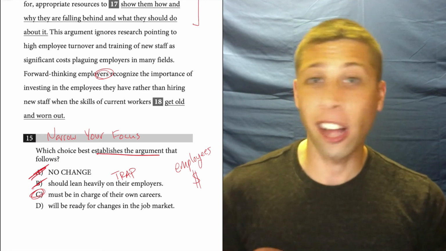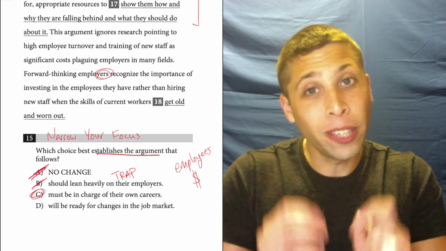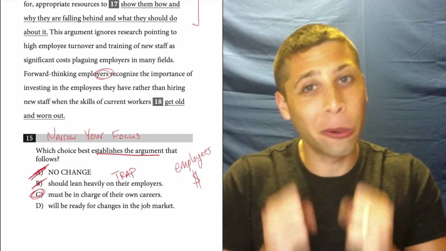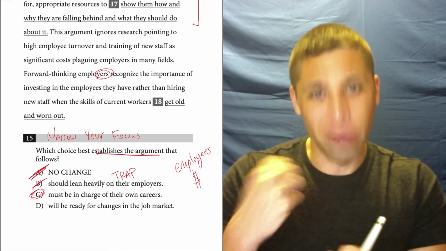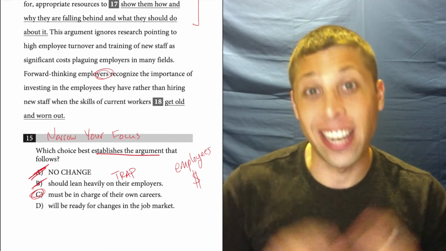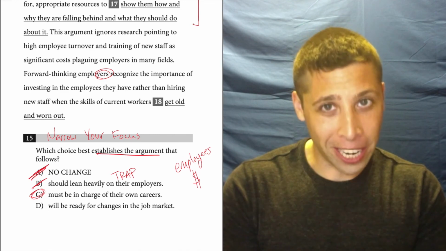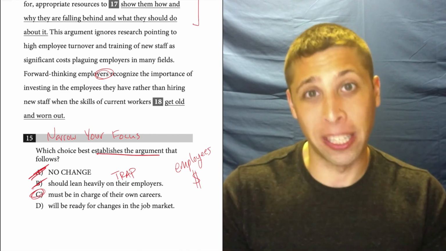The SAT loves to do stuff like this, but if we just narrow our focus and try to really get down to the core of what they're saying, we should be able to notice these little things and get these right answers and not get tricked by things. So just follow instructions, read it carefully, and you should be able to get these points.